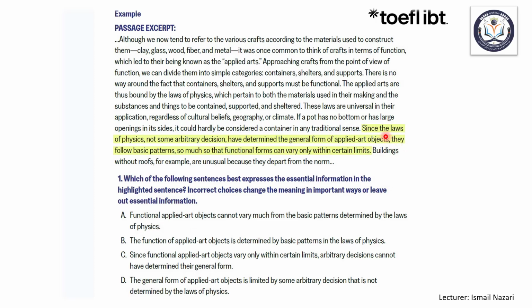Here we have the laws of physics determine the general form. So because of this, what is that? They do not change a lot. The functional forms vary only within certain limits. So here we have "cannot vary," match. It means they can vary only within certain limits. It is a paraphrasing technique here. Just the words have changed. Yeah, the correct choice is A.